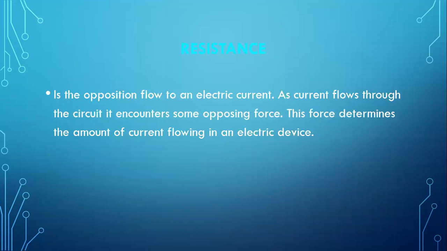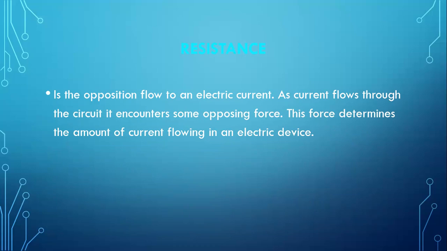Let's see resistance. Resistance is simply the opposition to flow of an electric current, as the current flows through the circuit, it encounters some opposing force. Now this force is the one that determines the amount of current flowing in an electric device.